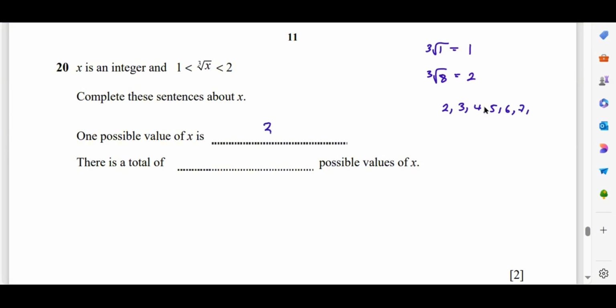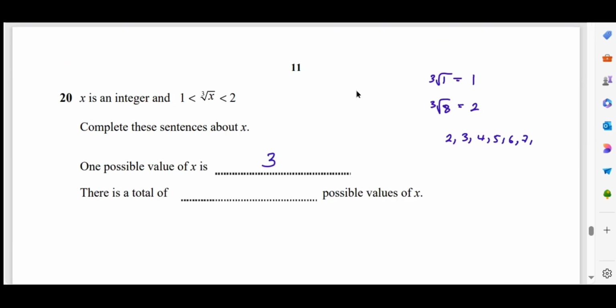Let me pick 3, because cube root of 3 will give me a number between 1 and 2. Okay, so we are asked to find the total of possible values. So we have it here 1, 2, 3, 4. So there are 6 possible values of x.